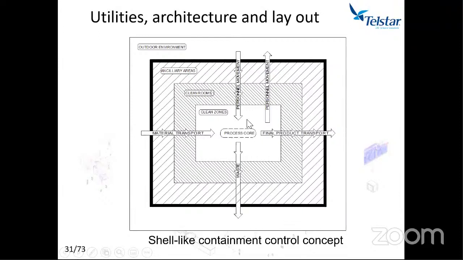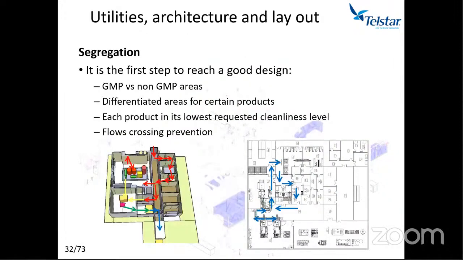And the other important point is we have to do things at the lowest level of needed cleanliness. This is what we have to do, because if not, we are overdoing things, and this is spending money without sense. So if you can do something in a D grade, don't do it in B, because you are overdoing and there's no need for that.